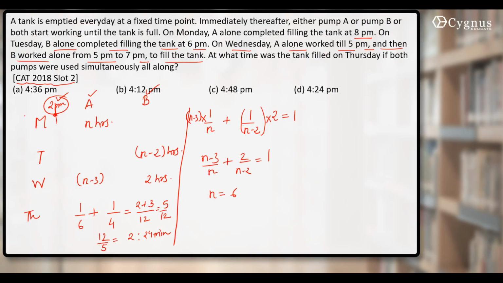And they were started at what time? I know that. That is 2. So 2 p.m. plus 2 hours 24 minutes will give you how much? 4 p.m. and 24 minutes. This was the conventional method.